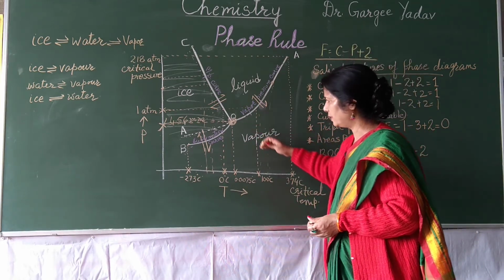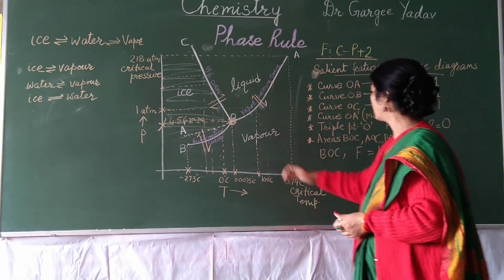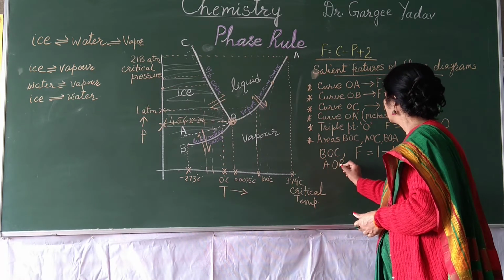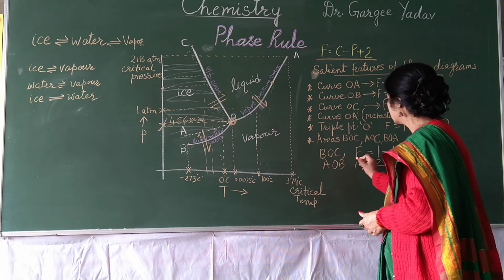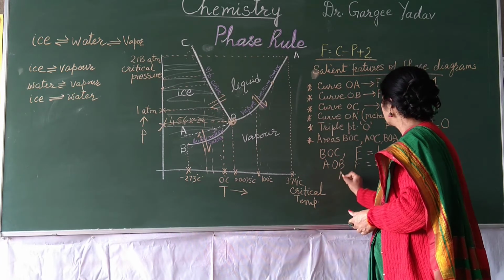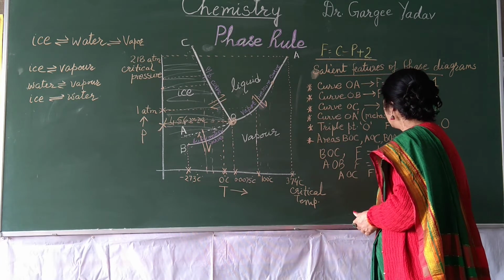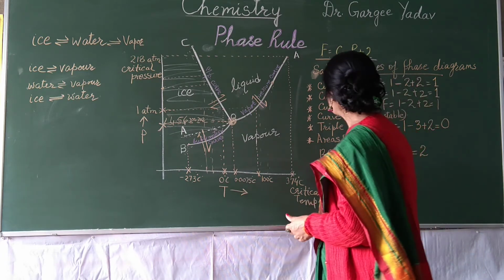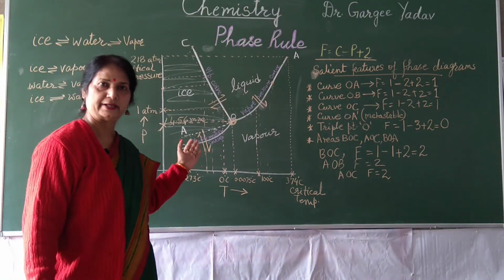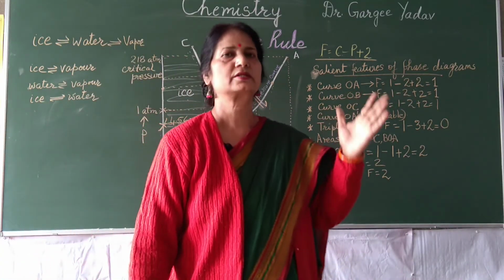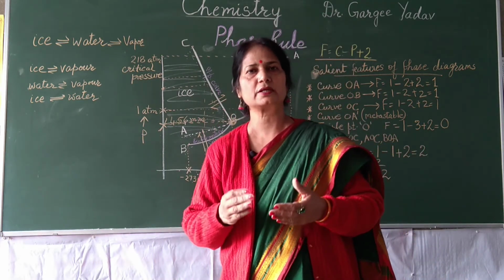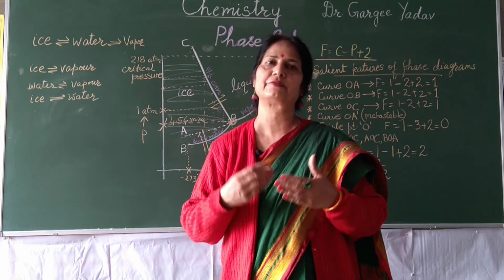Similarly, if we talk about this vapor state, for the area AOB, F will again come out as 2, and similarly for this liquid phase, area AOC, F will come out as 2. So this means that the system is bivariant when we are in any area. Along the lines, the system is univariant, and at the triple point where all three phases coexist, the system is non-variant, or you can say the degree of freedom is 0.